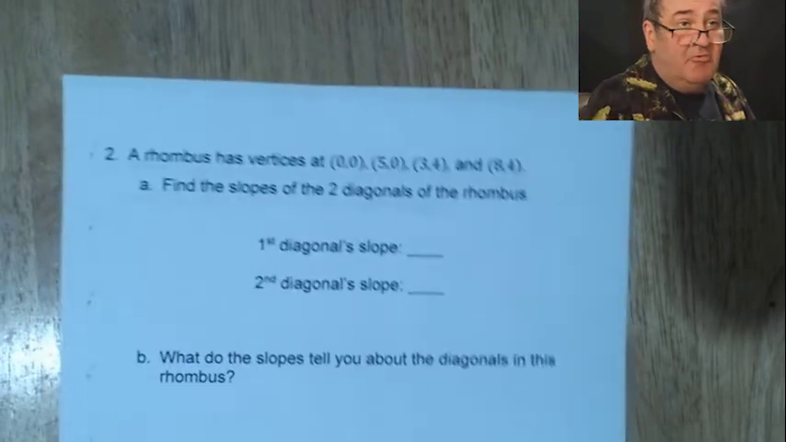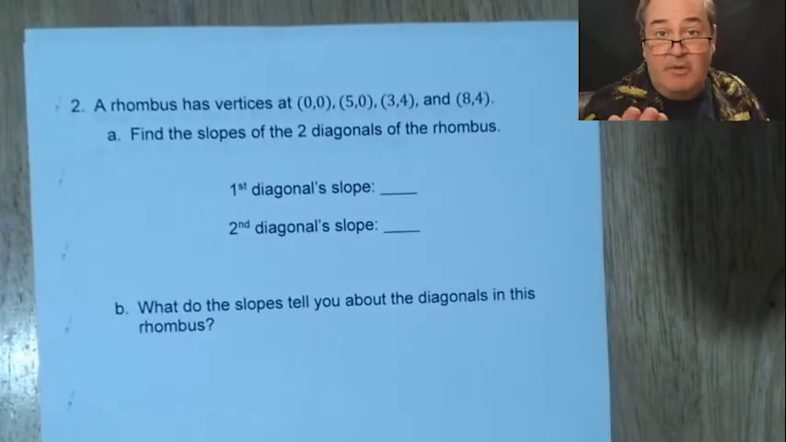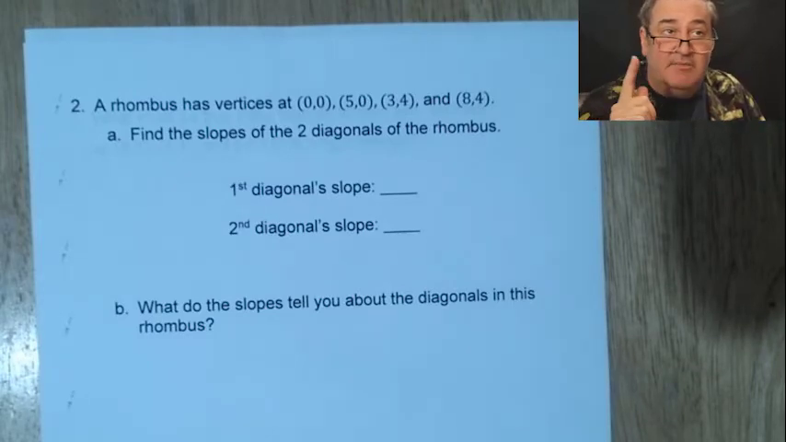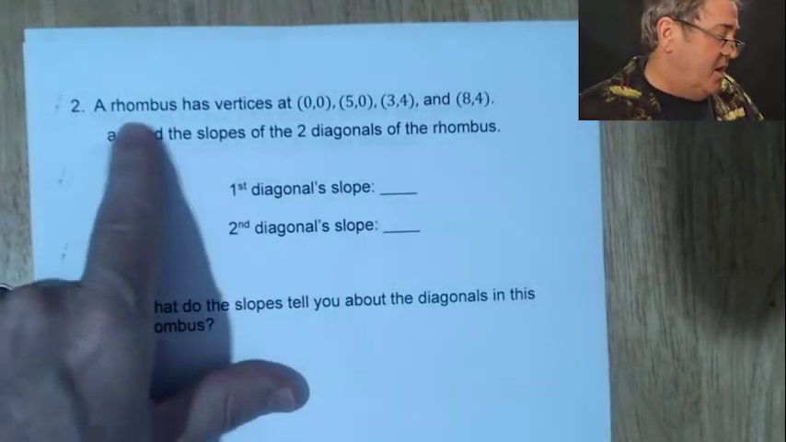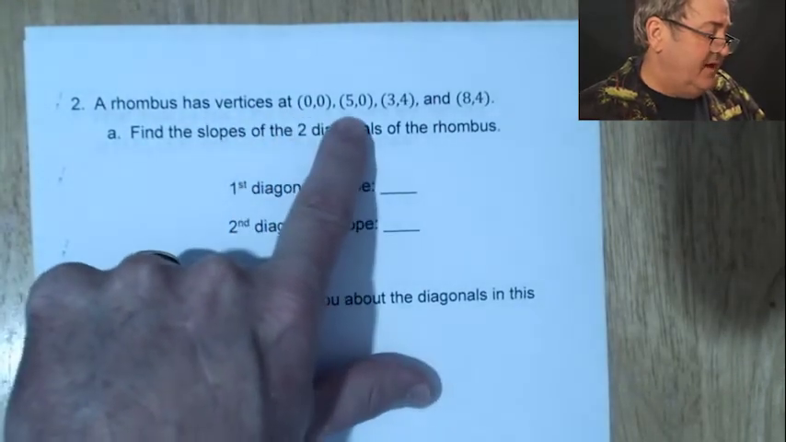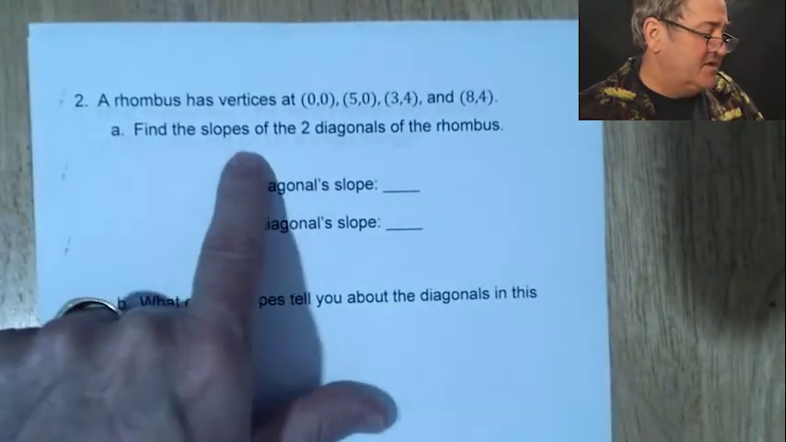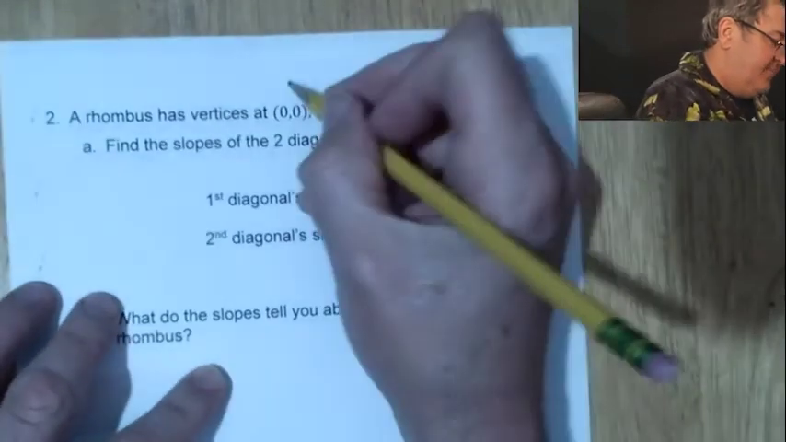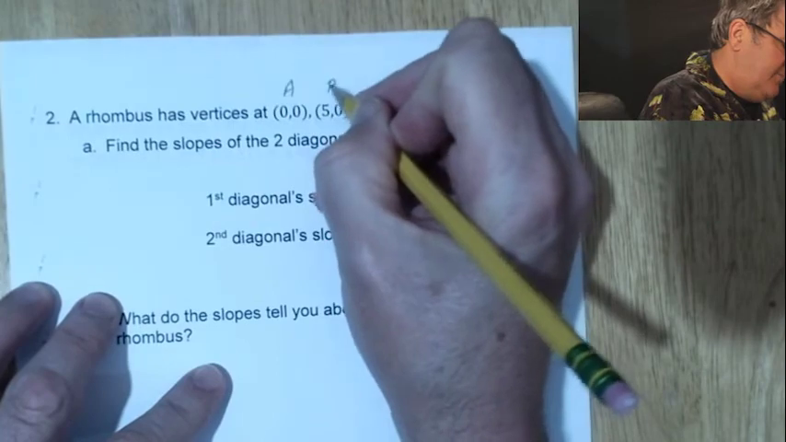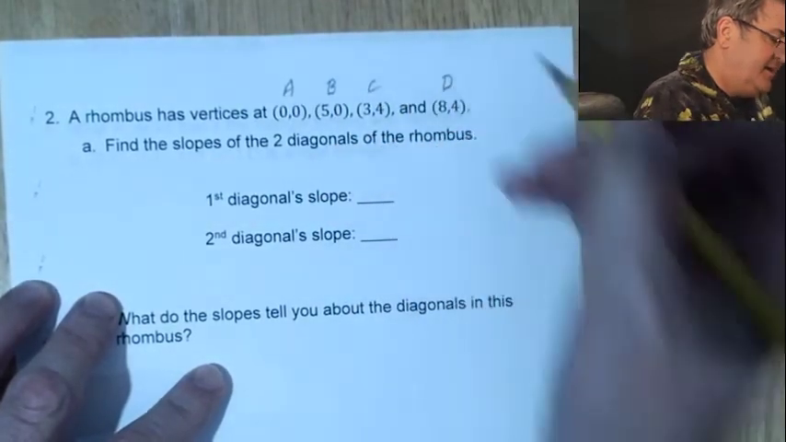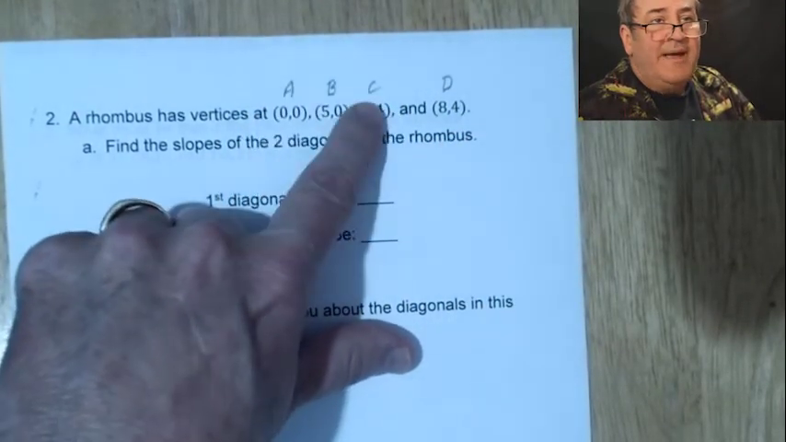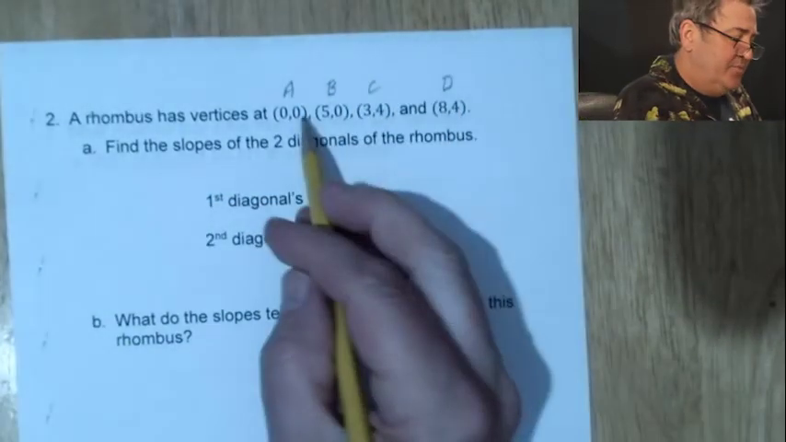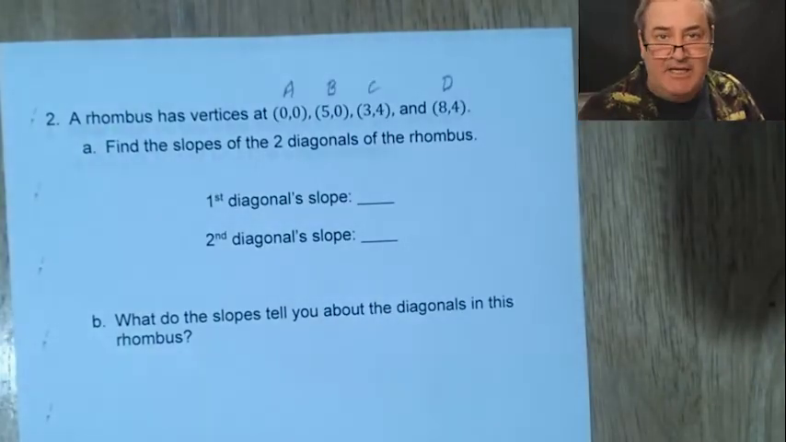All right, this says a rhombus. Remember, a square is a rhombus, but a rhombus does not have to have 90 degrees. It could be tilted, but it would be all 4 sides the same length. All right, so a rhombus has the vertices at 0, 0, 5, 0, 3, 4, and 8, 4. Find the slopes of the 2 diagonals. Oh, the diagonals. If we name these A, B, C, and D, a diagonal would go from A to C and B to D. Diagonals would not go from 2 points that are next to each other because that is a side of the rhombus.